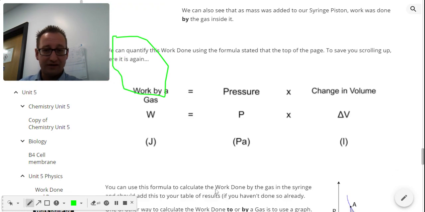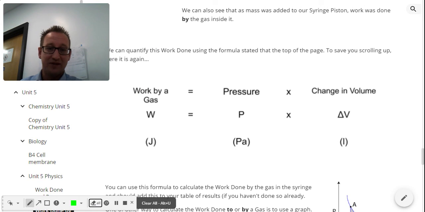Okay, essentially we can quantify this work done using the formula. So we did that with the data. You knew the pressure at a given mass added to the syringe, and you knew the change in volume. You multiplied the two, and that told you the work done by that gas when the weight is removed.